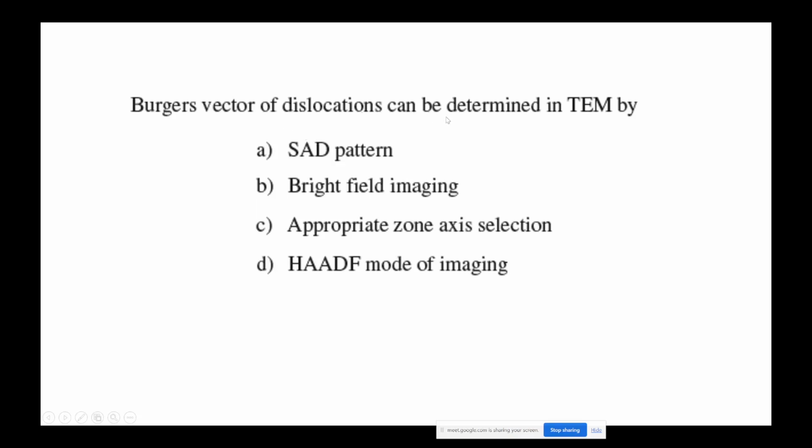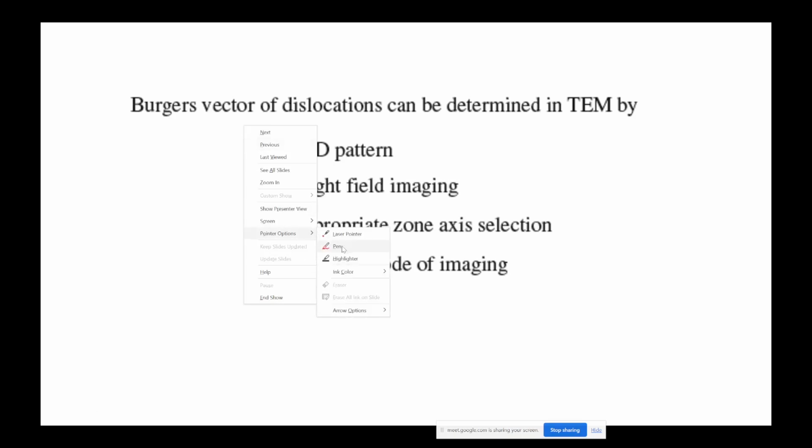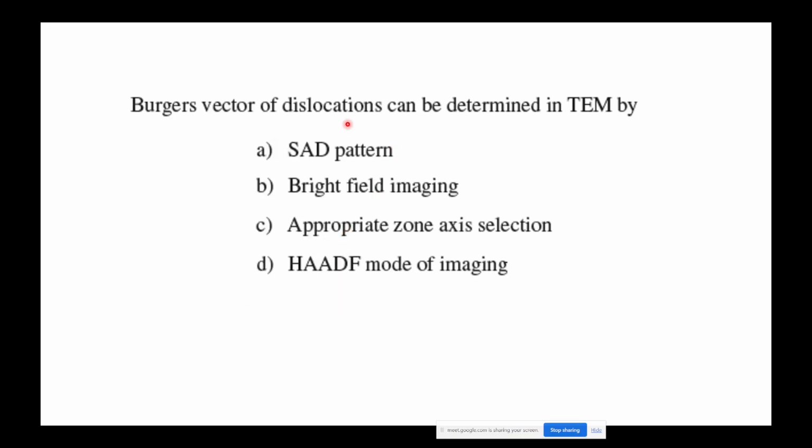Burgers vector of dislocation can be determined in TEM image by what? SAD pattern, bright field imaging, appropriate zone axis selection, HAADF mode of imaging. So just remember, this is regarding the Burgers vector. Which one is appropriate in TEM for determining the Burgers vector of dislocation?